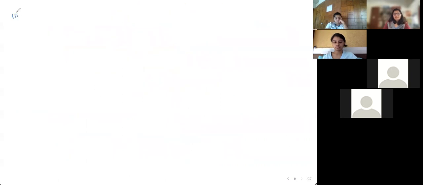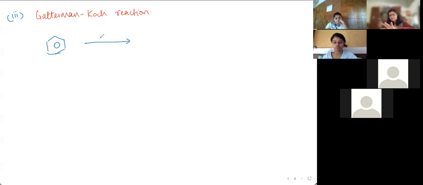And you have one more named reaction. So this is Gattermann-Koch reaction. So basically you take benzene. So you're directly like brute forcing CHO into it by using carbon monoxide and HCl in the presence of anhydrous AlCl3 or CuCl. Basically your Lewis acid चाहिए यहाँ से.